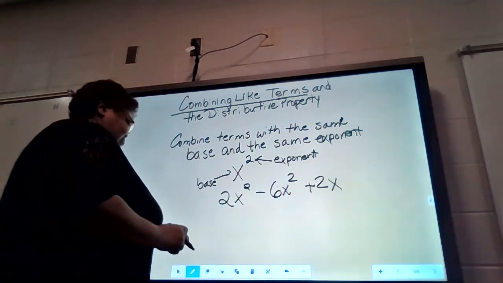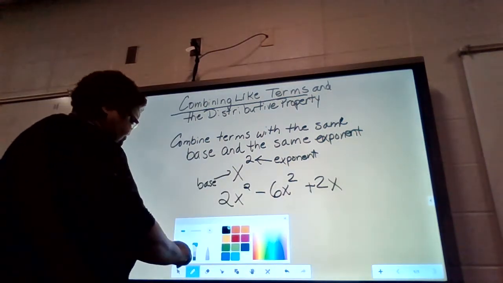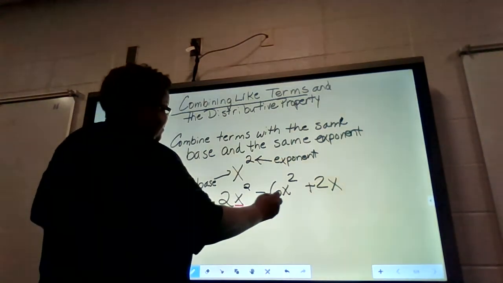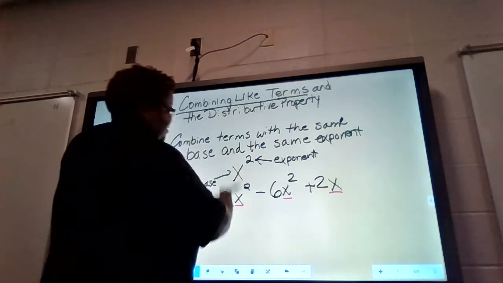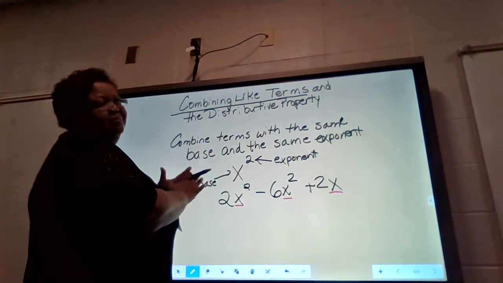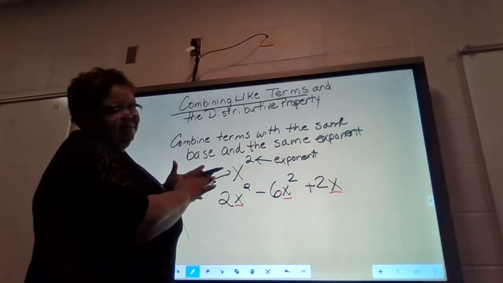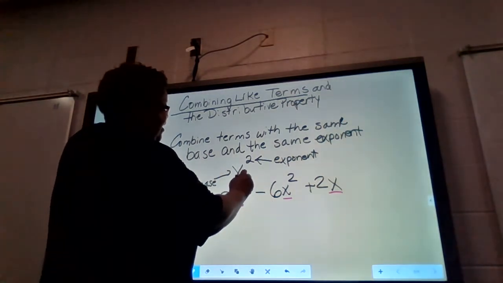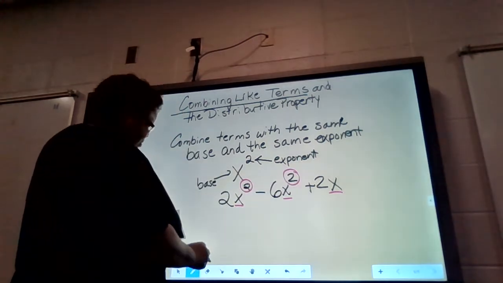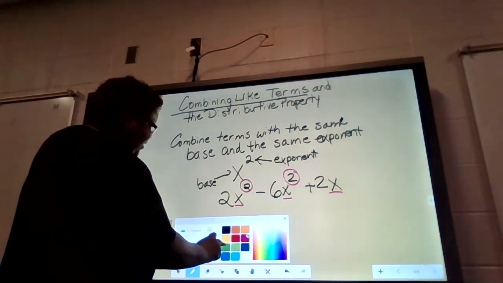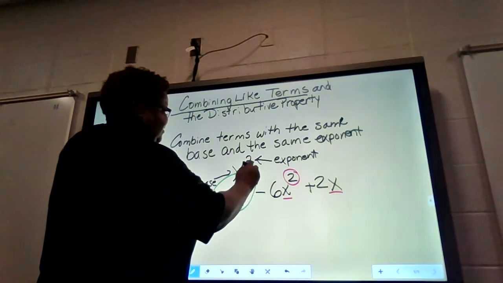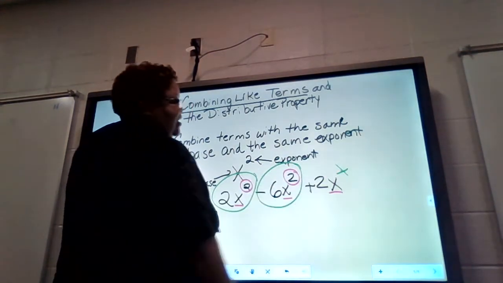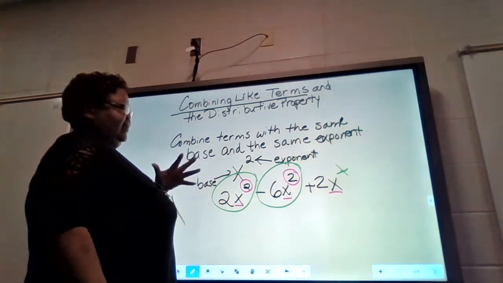So let's look at this one, base and exponent. Let me change color. So my base, that would be my x. The number in front of there has nothing to do with combining like terms until we get ready to combine them. But we're only looking at this. Now let's look at exponents. I have a 2 here and a 2 here. The only things I can combine together are this one and this one. This one does not have an exponent of 2, so I can't combine it.